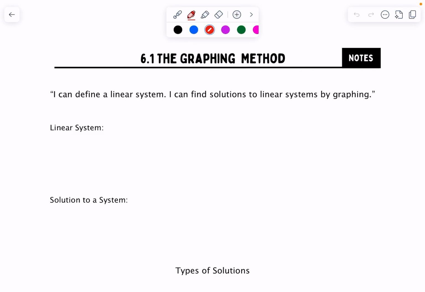Welcome back. Today's lesson is the first lesson in our last unit of the semester, and this unit is called linear systems, solving linear systems. So first, let's define what a linear system is.